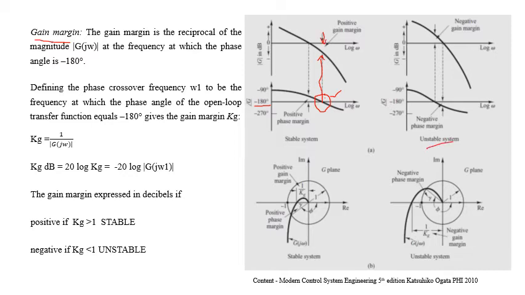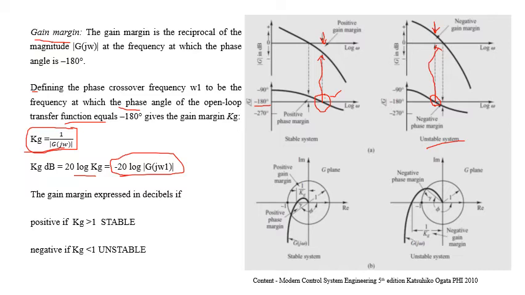Similarly, if you look at the unstable system, the phase angle is -180 at this point. Corresponding to this frequency, if you identify the gain, then that will be called the gain margin. So defining the phase crossover frequency: it is the omega 1 frequency at which the phase angle of the open loop transfer function equals -180, and the gain margin is given as 1 upon |G(j omega)|. So you need to reciprocate it, and then take 20 log of that value. So you are always calculating the logarithmic value.